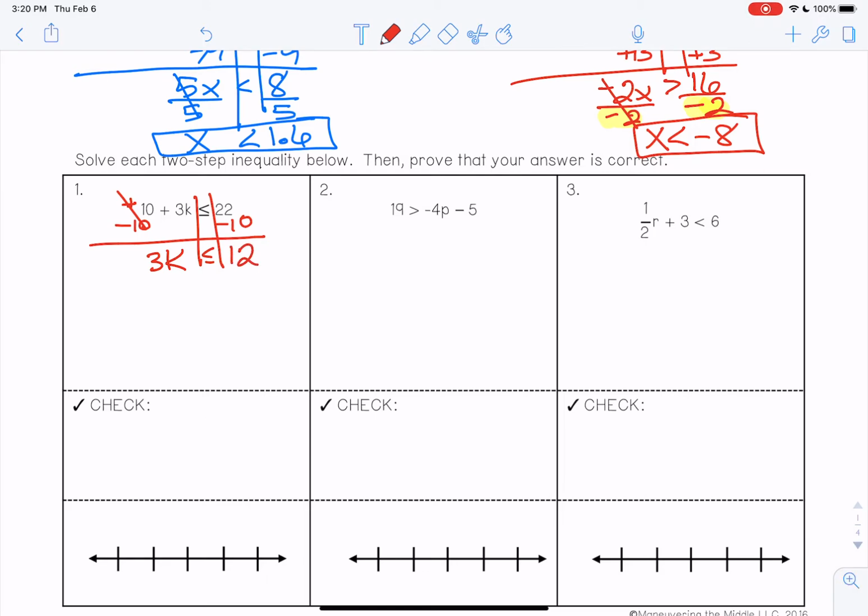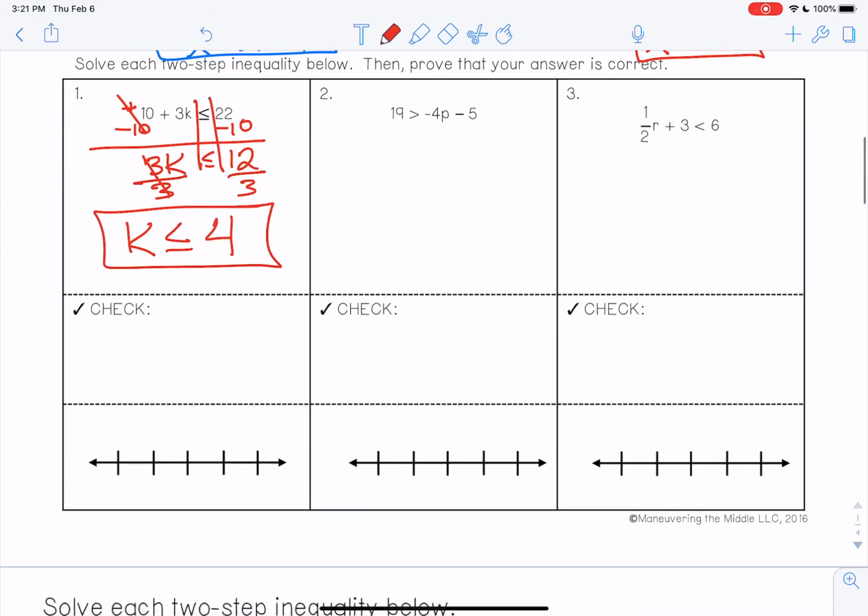I do the opposite again. The opposite of multiplication is division, so I'm going to divide both sides by 3, and I get k is less than or equal to 4. Remember, the sign does not flip because that 3 is not negative.